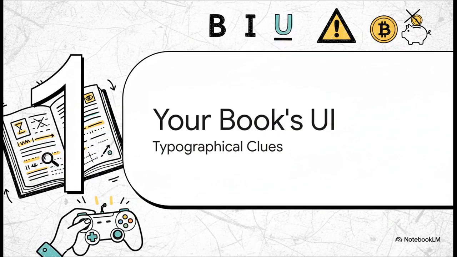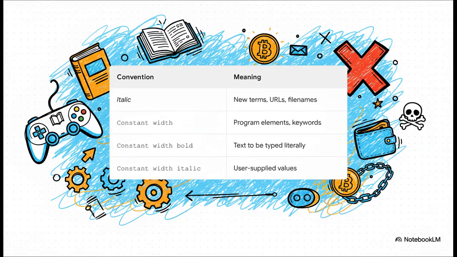The best way to think about this book's design is to see it as a user interface, or a UI. Every single font style, every little icon, it's all there for a reason. They're all clues designed to tell your brain exactly what kind of information you're looking at. So, here's the legend for our UI. This table is your decoder ring. At a quick glance, you can see how all these different text styles have very specific jobs. It might seem like a small detail now, but training your brain to see these patterns is a total game changer.